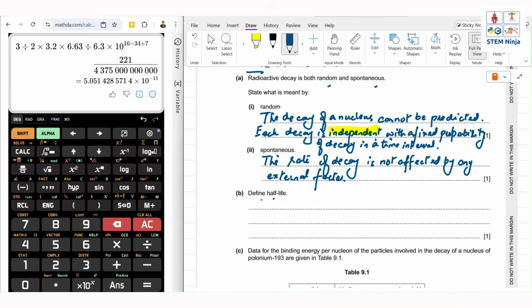Half-life. It is the time required for activity to decay to half of its original value.